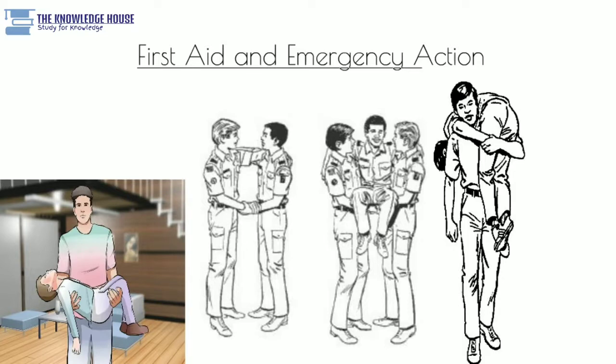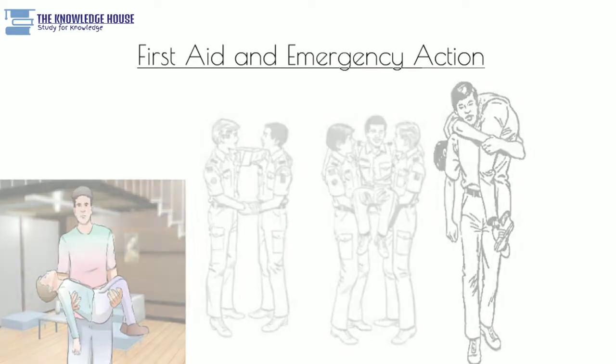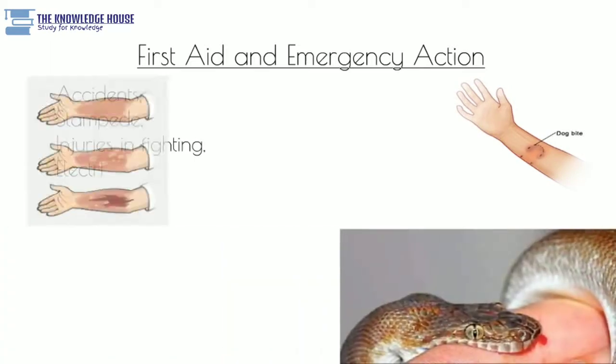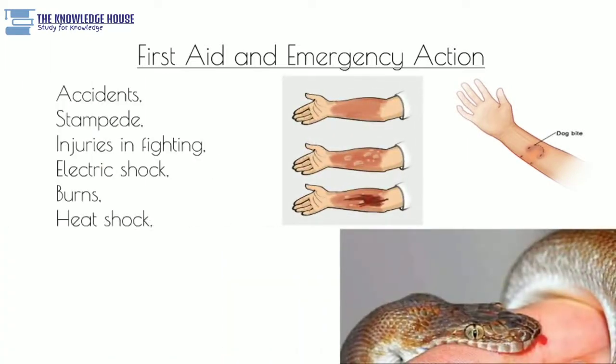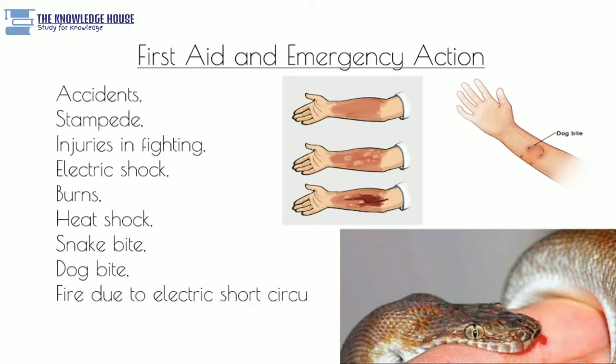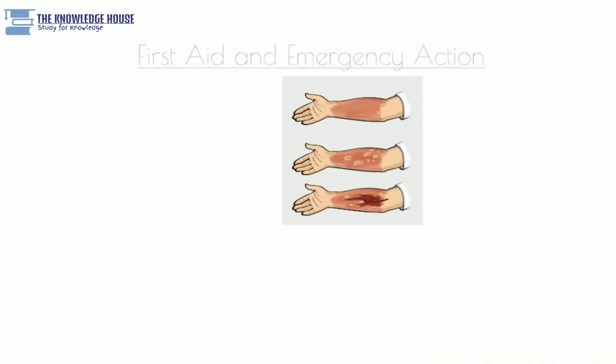We face different types of major or minor disasters in our daily life. Varieties of disasters like accidents, stampede, injuries in fighting, electric shock, burns, heat shock, snake bite, dog bite, fire due to electric short circuit, epidemic of any disease, etc. happen around us. Victims of disaster need to be offered some primary help before actual medical treatment. First aid is useful in such circumstances.